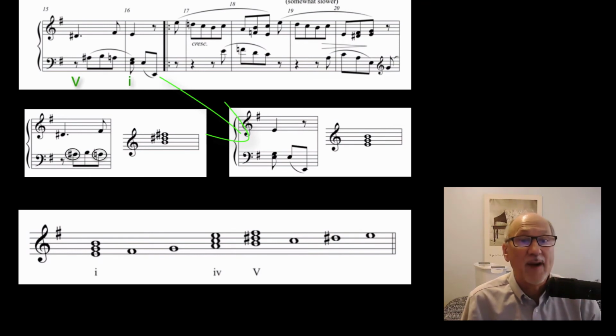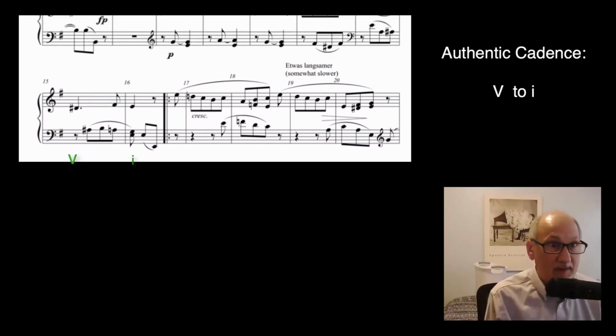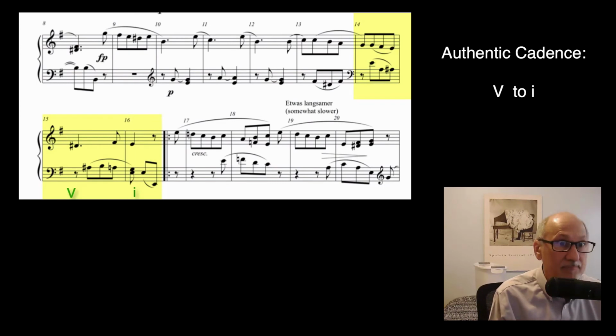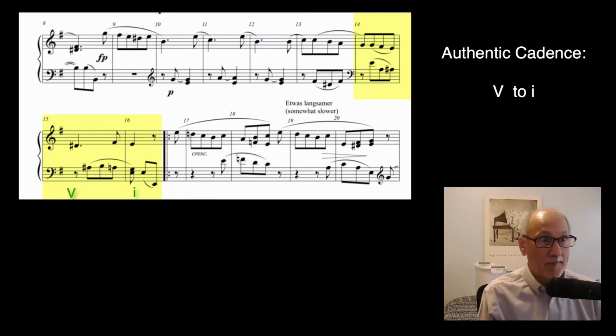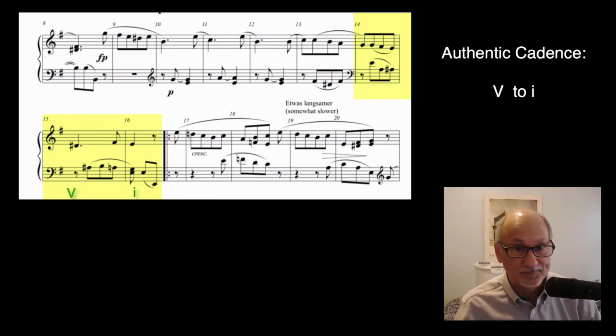The formula of 5 going to 1, as seen here in measures 15 and 16, is called an authentic cadence. It sounds like this. A much more complete sound.